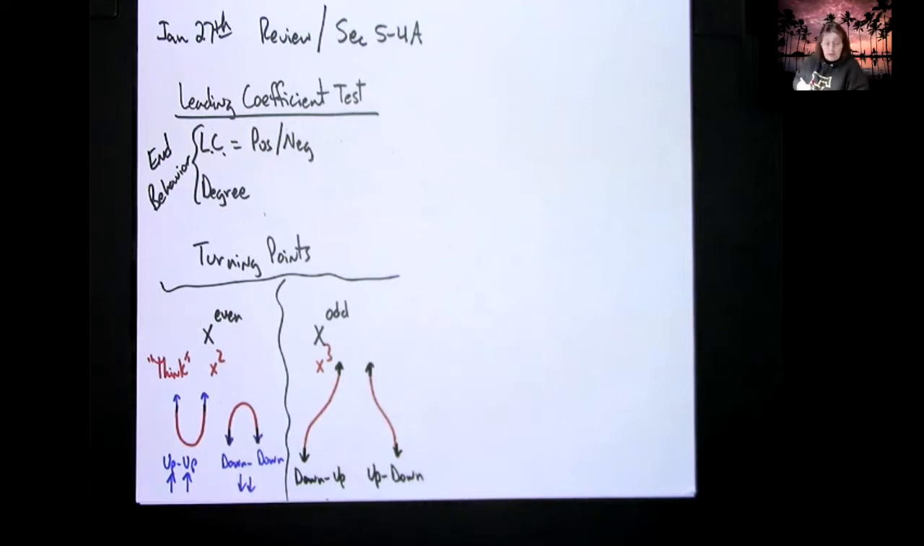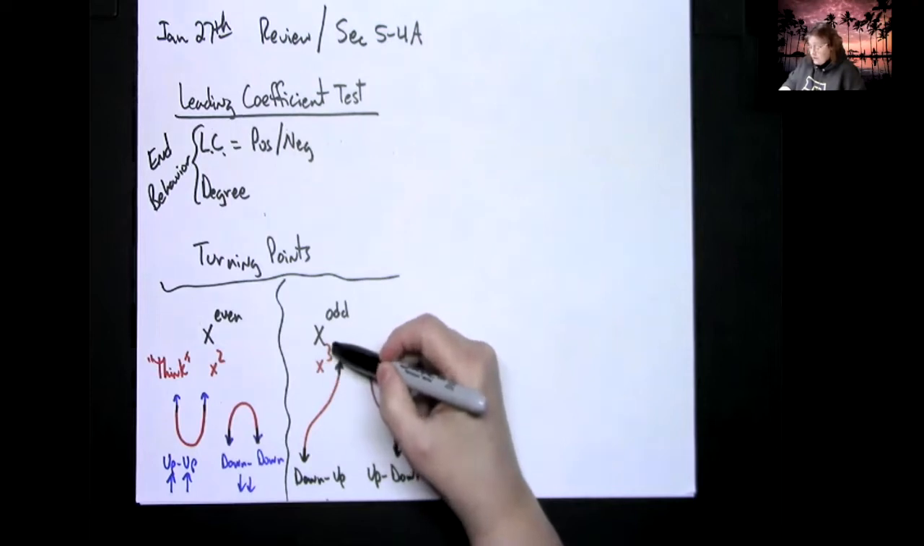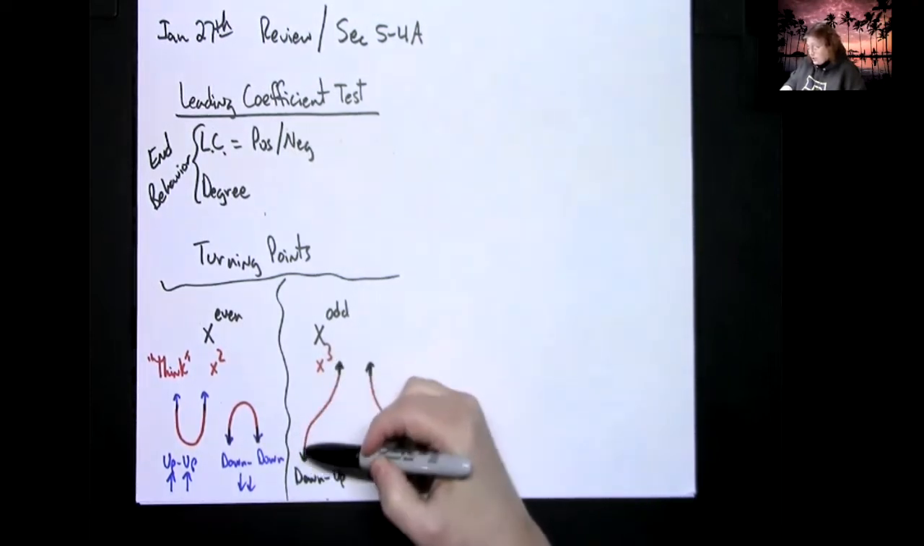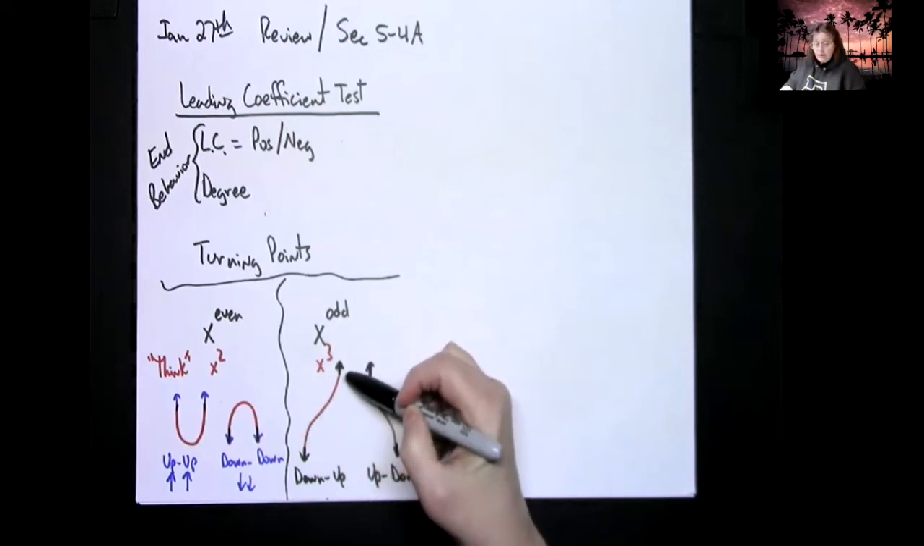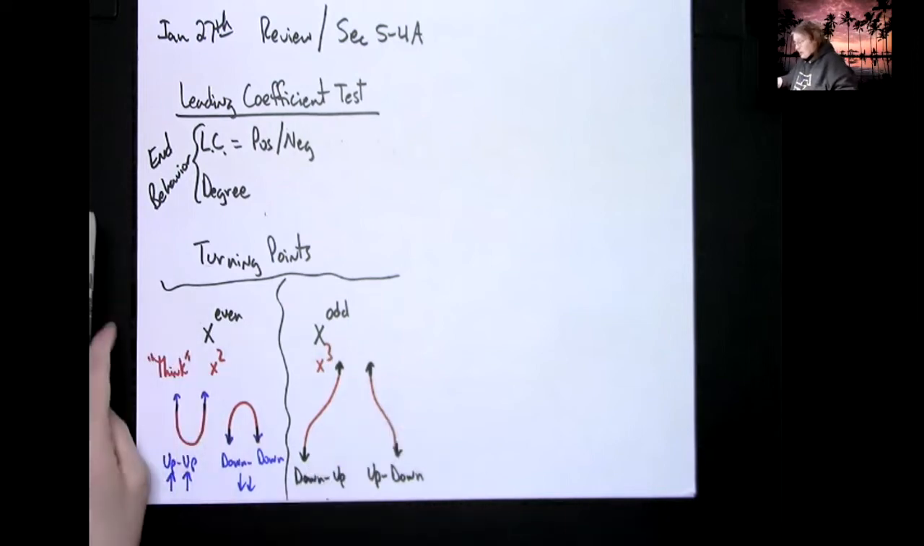But basically, if it's an x to the 5th or an x to the 7th or an x to the 9th, it's still going to have this general direction. It's going to have the same end behavior. There's just going to be lots of hills and valleys in here. So let's take a look at some specific examples.